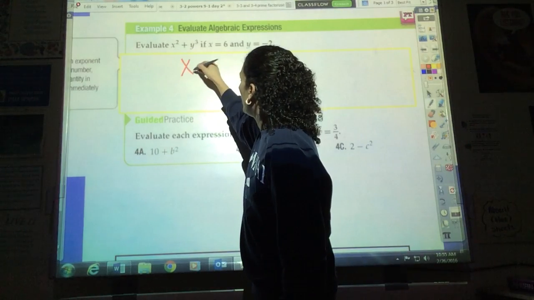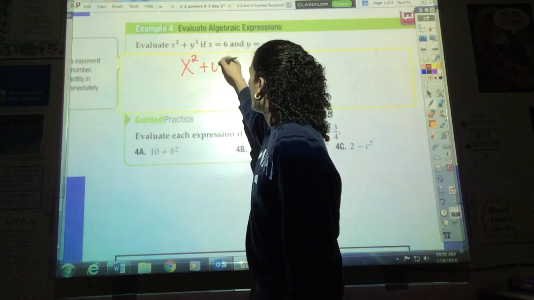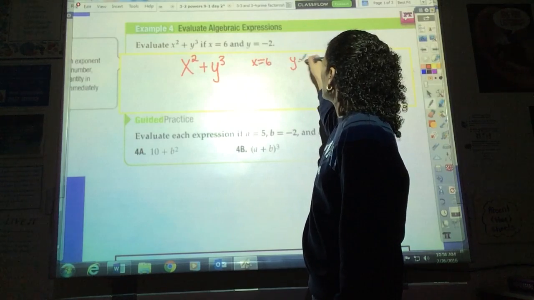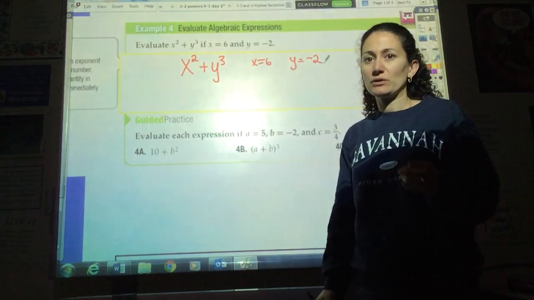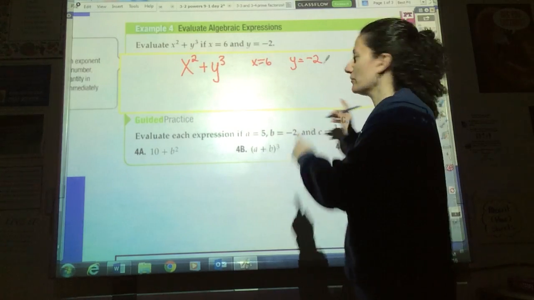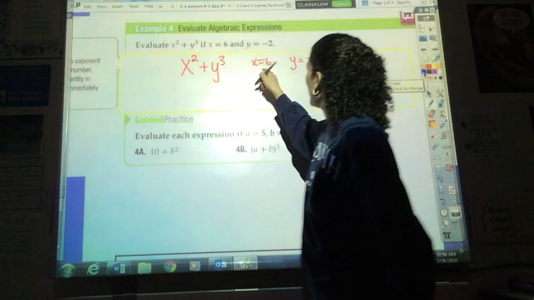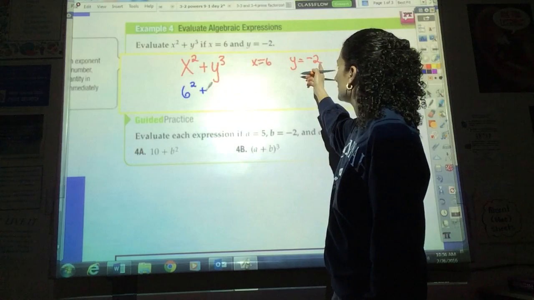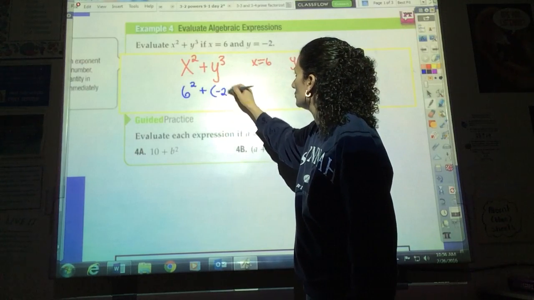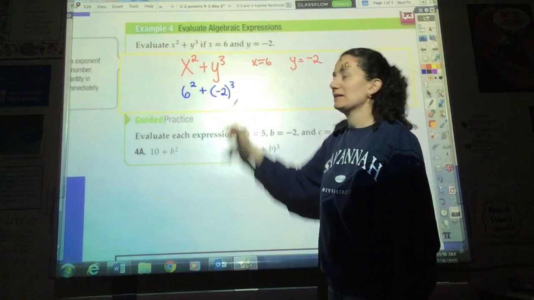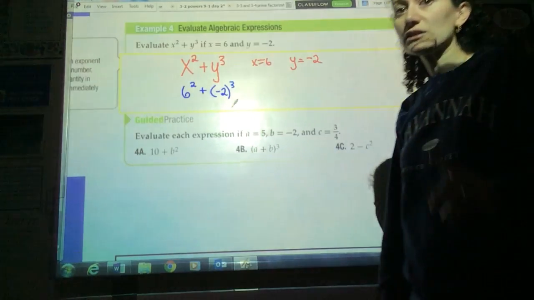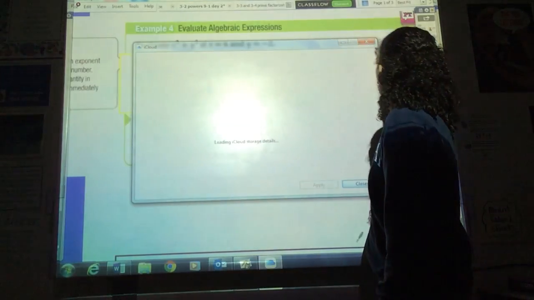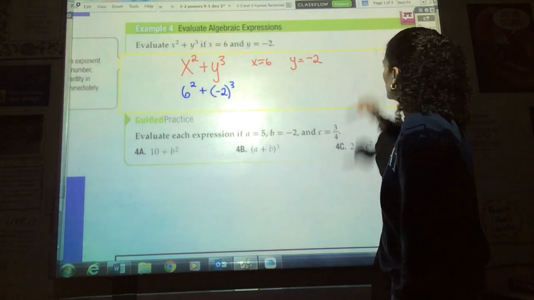So our first example, we are asked to evaluate x squared plus y cubed if x equals 6 and y equals negative 2. My first step is I'm going to substitute the values that I'm given for x and y. So x is 6, so this means 6 squared, plus y is negative 2, so this means (negative 2) cubed. Now, I put that negative 2 in parentheses for a reason. I'll explain that a little bit more later.